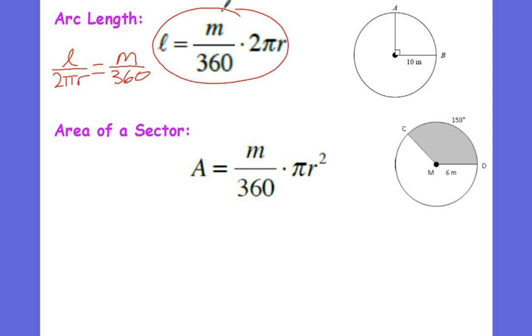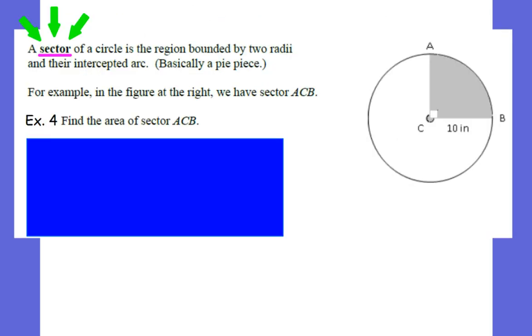Okay, so area of a sector, you set up the same way, but instead of 2 pi r, you're looking at the area of the sector out of the total area of the circle, not the circumference. So instead of 2 pi r, it's area of the circle, which is pi r squared. So that's the only difference here. You'll see pi r squared instead of 2 pi r. Okay, so of course there's the whole definition.